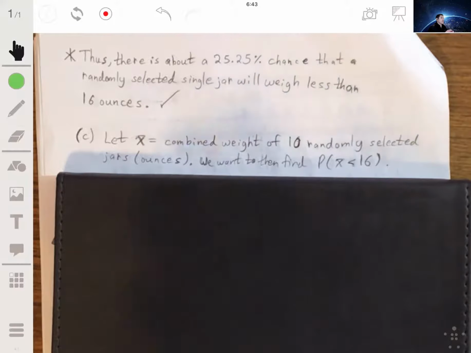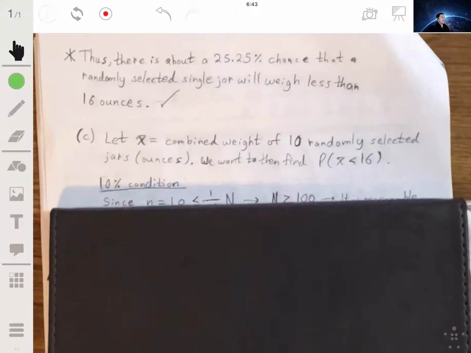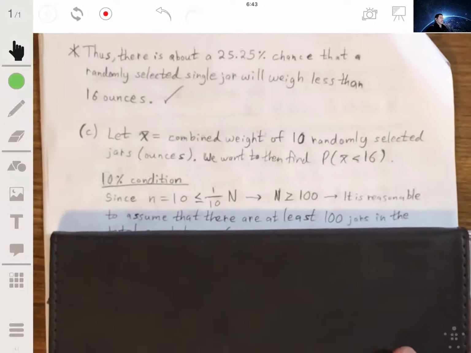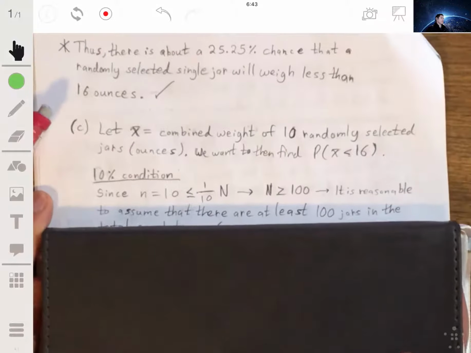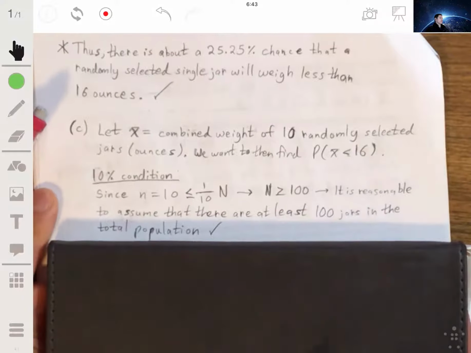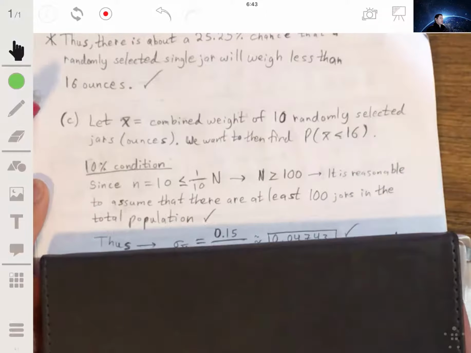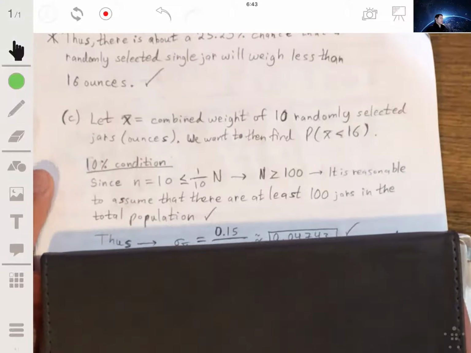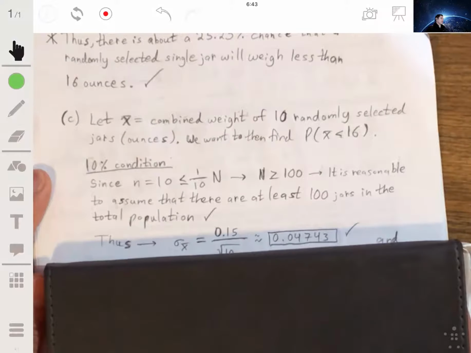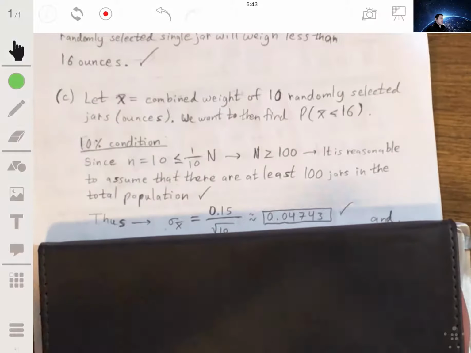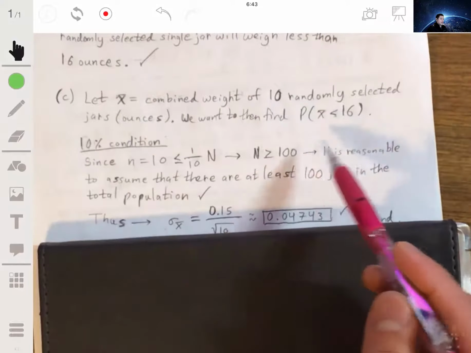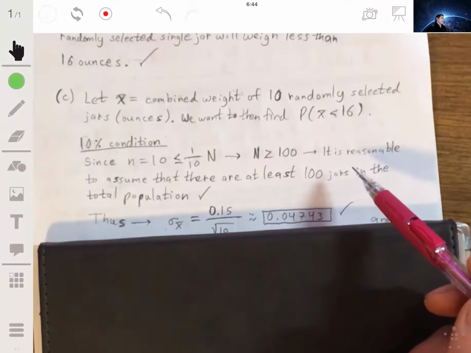And then for the standard deviation, we have to check what's called the 10% condition. Make sure that we don't take more than 10% of the population. And again, it's usually always the case that the 10% condition will be satisfied. There are not really ever going to be problems that work otherwise, you wouldn't be able to do it. But you have to make sure you address it to show that you know what you're talking about. So essentially, we're saying that there are at least 100 jars in the population, and that's reasonable to assume.